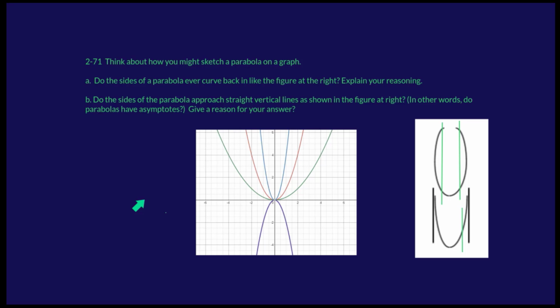Okay, so for this particular function, you'll not see me do a whole lot of drawing, but it says do the sides, or think about how you might sketch a parabola on a graph. Do the sides of a parabola ever curve back like the figure at the right? And no, they don't. So here's the reasoning behind that.